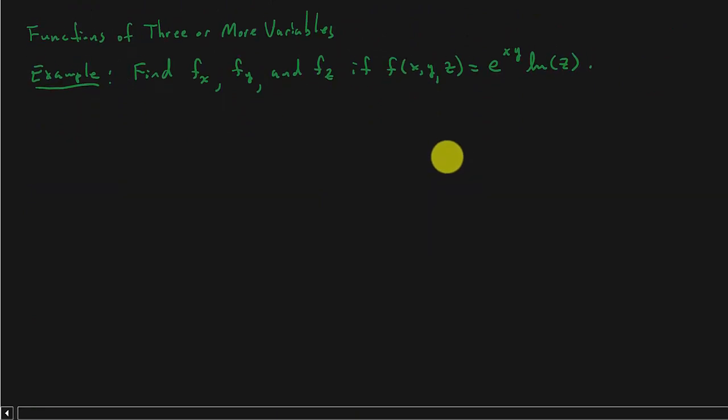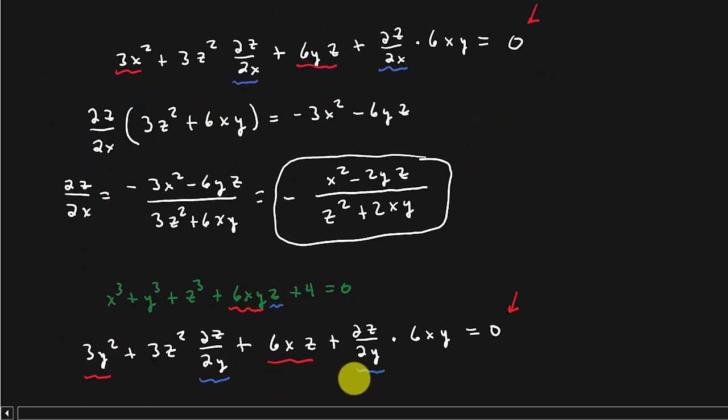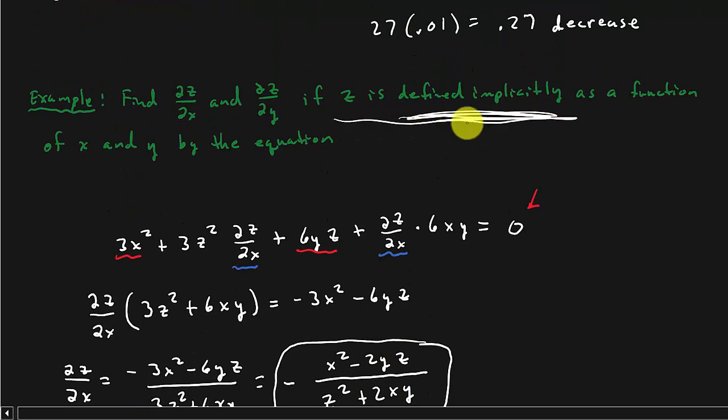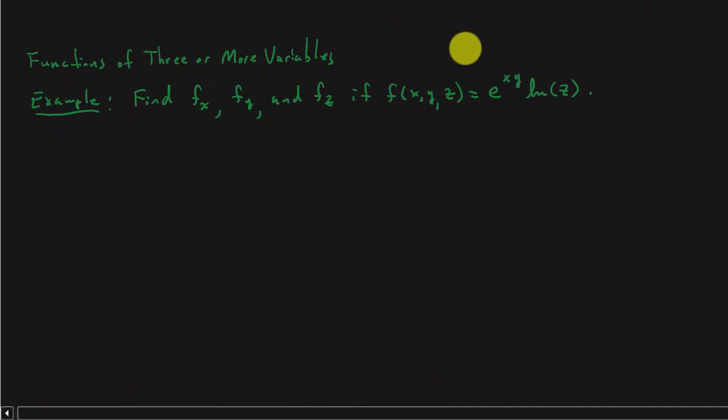All right, now what if we have functions of 3 or more variables? So you're going to have an x, y, and z. See how we have an x, y, and a z? This is a function in terms of x, y, and z. It's 3 variables. And they want us to find fx, fy, and fz. Notice in this one, it doesn't say z is defined implicitly as a function of x and y. This is a function in 3 variables. All right, so let's see what we got.